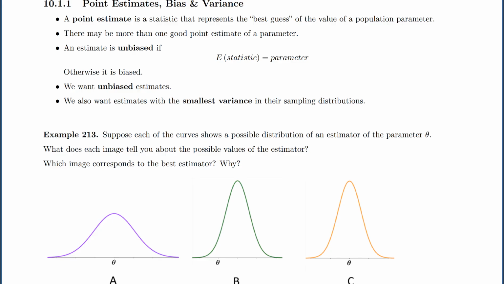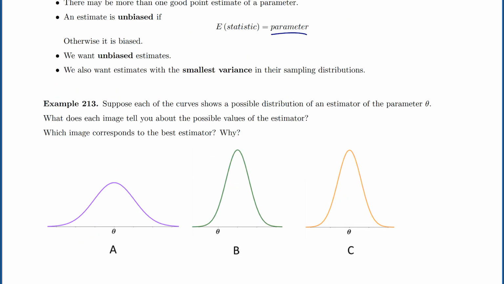So we're going to call something a point estimate if it's a statistic that represents our best guess of the value of a population parameter. It's called a point estimate because it's just like one number. Okay. And there might be more than one good point estimate. Statisticians have come up with lots of different procedures, lots of different ways to estimate things. An estimate is unbiased if the expected value of the statistic is equal to the population parameter that it's supposed to be estimating. Otherwise, we'll call it biased. And we want unbiased estimates. We also want estimates with the smallest variance in their sampling distribution.